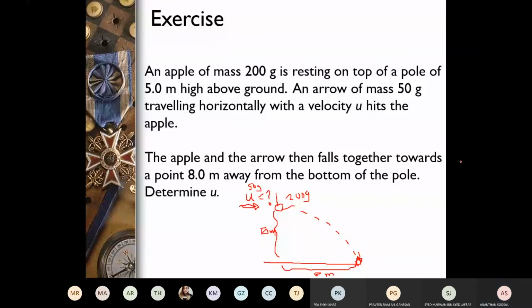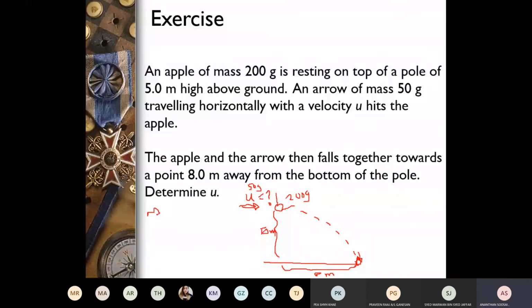Okay. So, how are you going to find this? Anyone can give an idea. How are you going to find the u? You use conservation of momentum. Yes, you can. You have to use conservation of momentum for the arrow and the apple. Let's start from there. How would you write the equation?